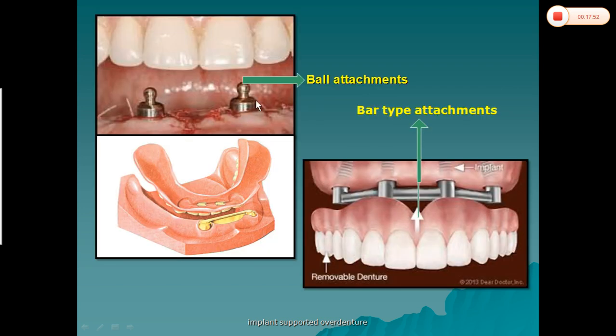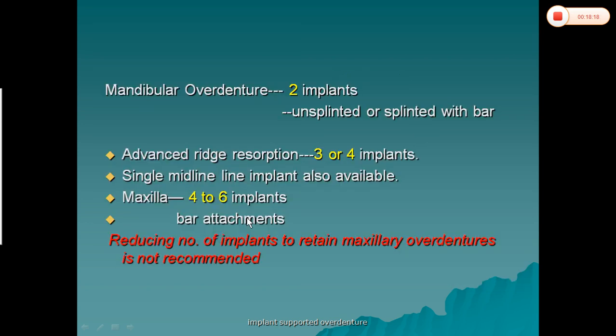See, mandibular overdenture. For mandibular overdenture, 2 ball attachments. These are unsplinted. See, they are not connected. Splinting means if they are connected with the help of a bar, it is known as splinting. 2 implants are placed for mandibular overdenture. It can be unsplinted like ball attachment, or they can be splinted with bar. 2 implants, whether unsplinted or splinted with bar. In case of severe ridge resorption in mandible, 3 or 4 implants are preferred.